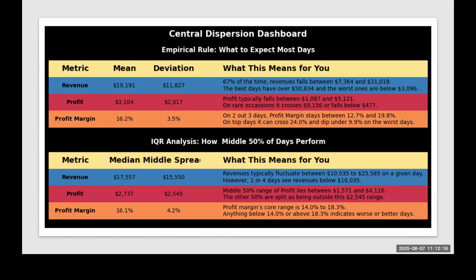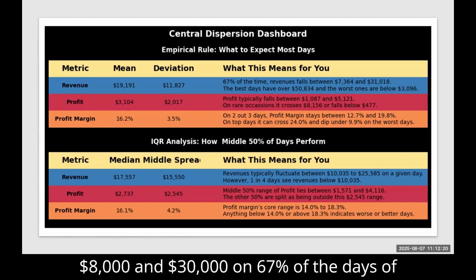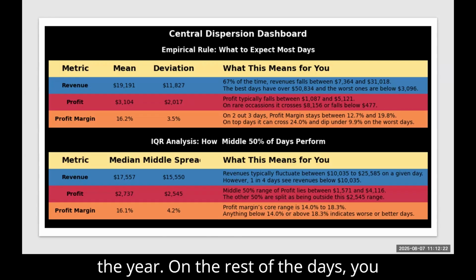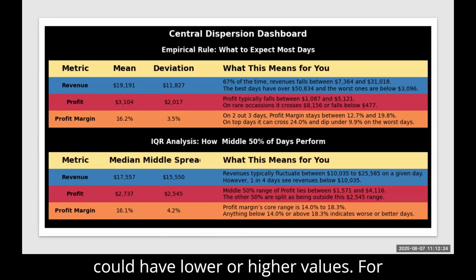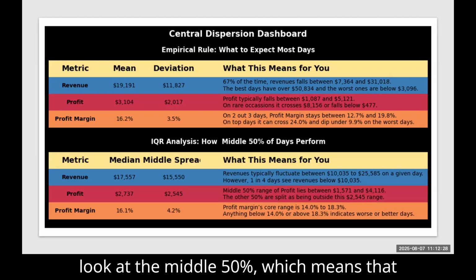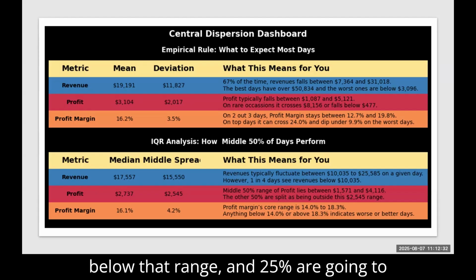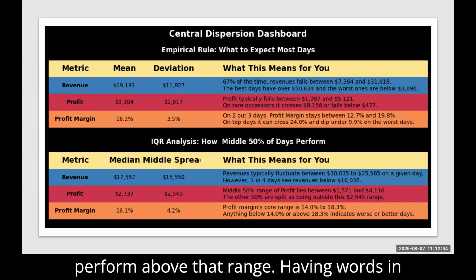In regular words, we can say that the revenues are between $830,000 on 67% of the days of the year. On the rest of the days you could have lower or higher values. For the middle spread or the IQR analysis, we look at the middle 50%, which means that 25% of all days are going to perform below that range, and 25% are going to perform above that range.